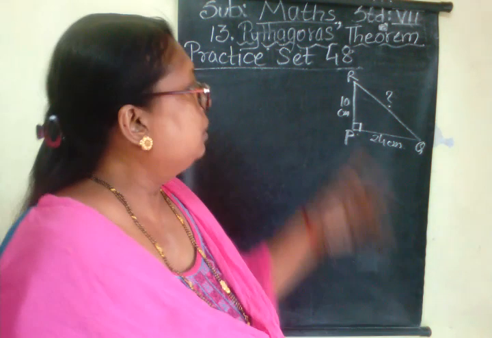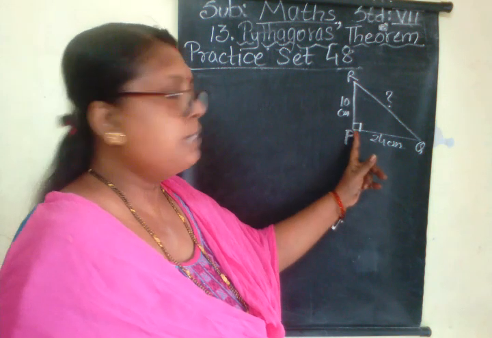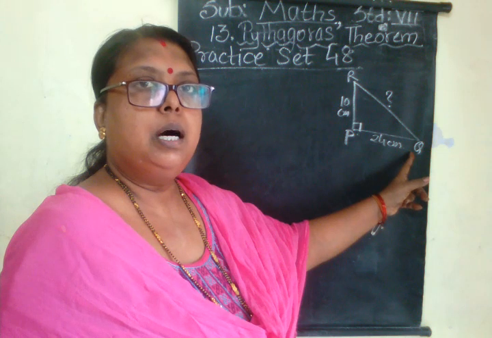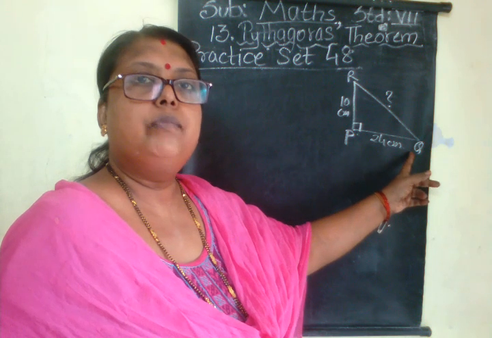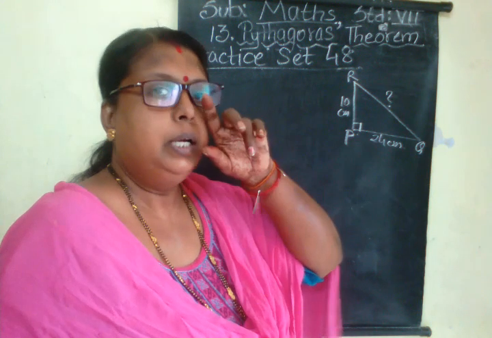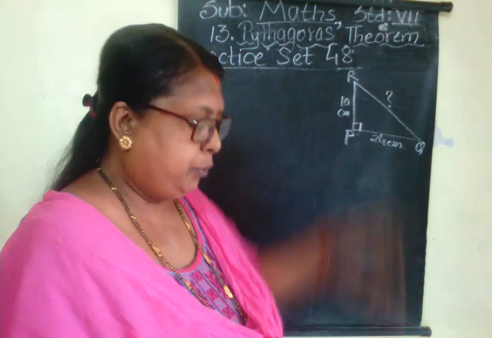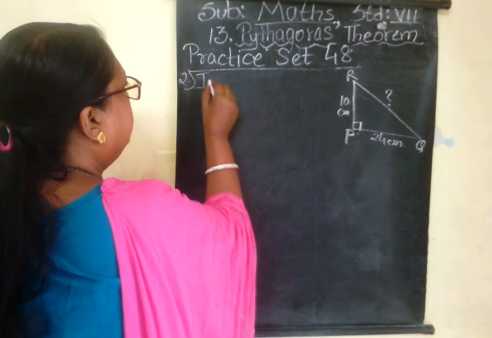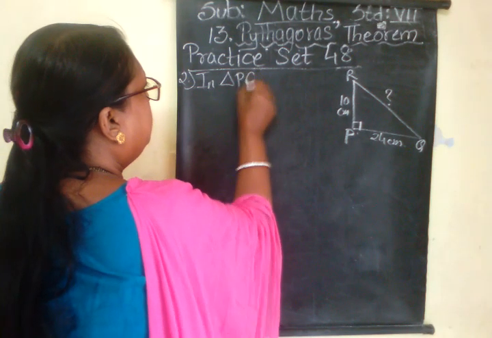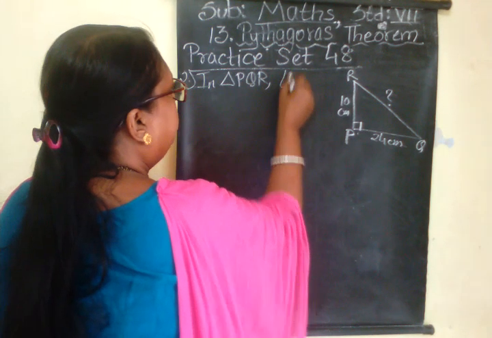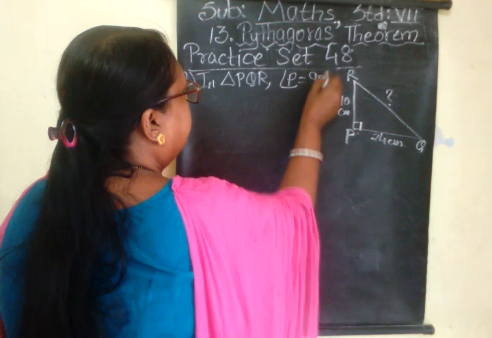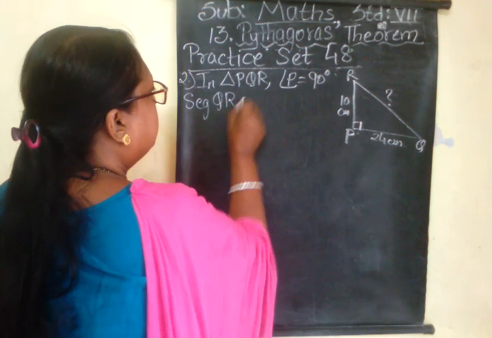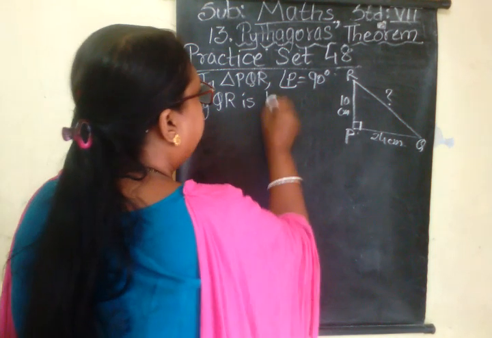Now as per the figure, angle P is 90 degrees, means the side opposite to P is side RQ, which we can say is the hypotenuse of the triangle. So we have to find out the hypotenuse. So we will write answer second one. In triangle PQR, angle P is equal to 90 degrees. Segment QR is hypotenuse.